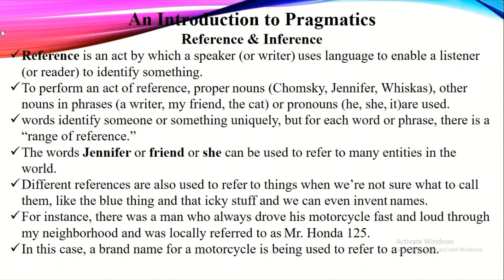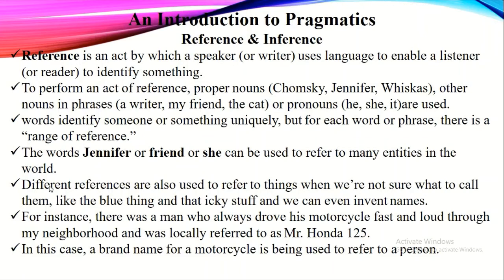Reference and inference is the final concept we will discuss in this lecture. But first, have a look at what is reference. Reference is an act by which a speaker or writer uses language to enable a listener or reader to identify something, or to perform an act of reference. Proper nouns like Chomsky, Jennifer, other noun phrases like the writer, my friend, the cat, or pronouns he, she, it are used. These words identify someone or something unique, but for each word or phrase, there's a range of reference. The words Jennifer, friend, or she can be used to refer to many entities in the world.